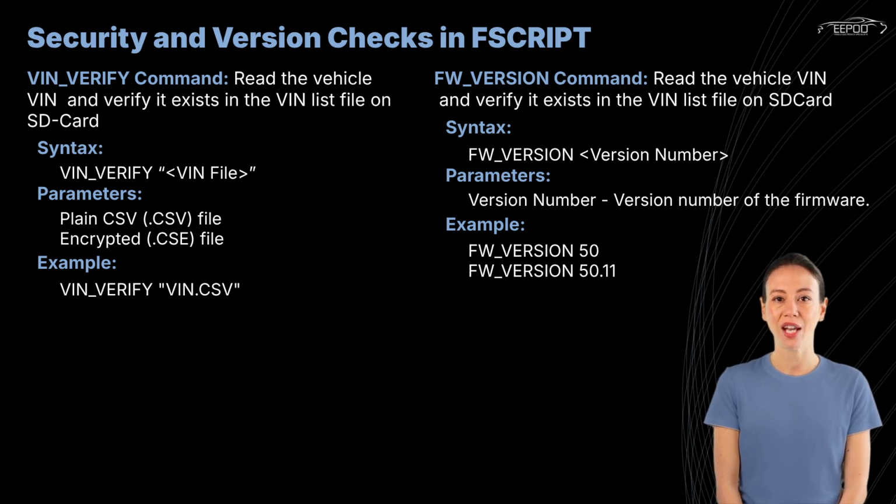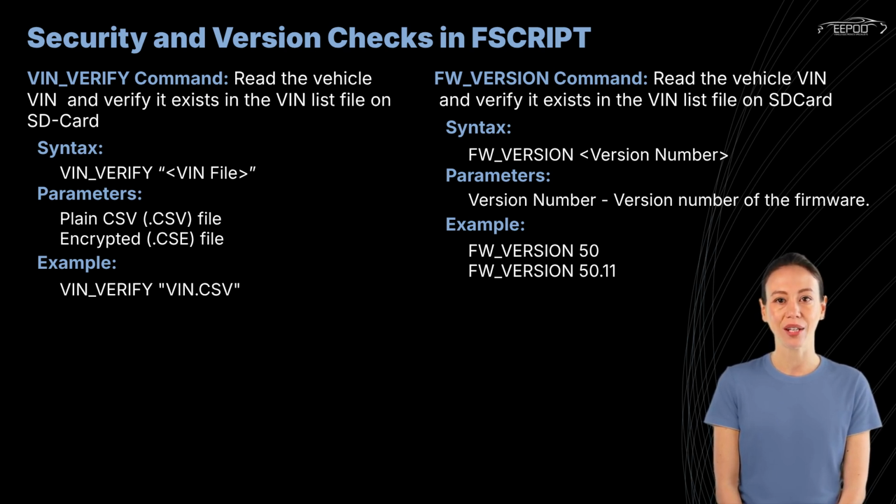Now let's move on to the FW_version command. This one's all about checking that the MyCANIC tool's firmware is compatible with the script. You don't want someone to run a new script on an old firmware that doesn't support certain commands, right? That's where this check comes in. Check out the examples. The first one checks: is major version = 50? The second one checks: is major = 50 and minor >= 11? If not, the script exits immediately.